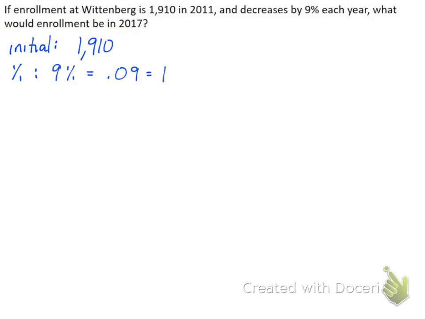Again, do 1 minus 0.09, and I get 0.91 for my decay factor. And then the time goes by, so this is from 2011 to 2017. So that's going to be 6 years.